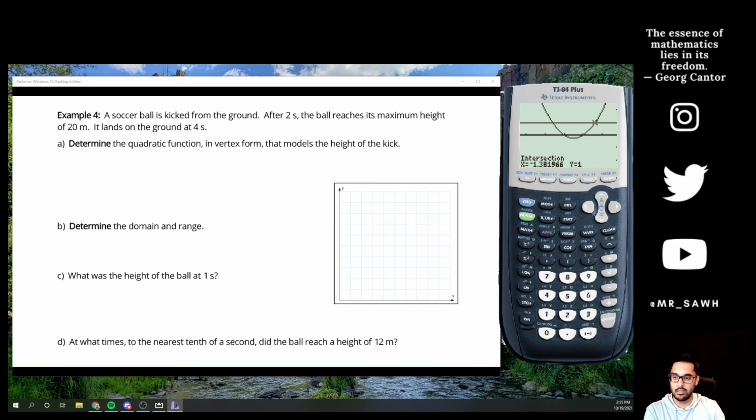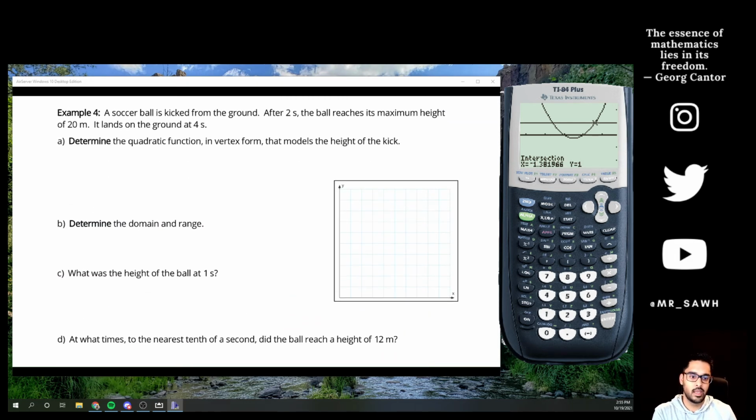And the reason why I'm telling you this is because for some of those application type questions, this is really important. So think about this one where it says a soccer ball is kicked from the ground. After 2 seconds, the ball reaches its maximum height of 20 meters, and lands on the ground at 4 seconds. We're asked to determine the function in vertex form, which is the new one we saw in this video: y equals a(x minus h) squared plus k, that models the height of this kick.